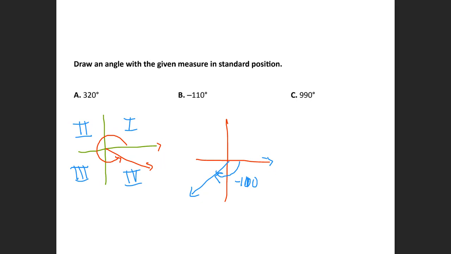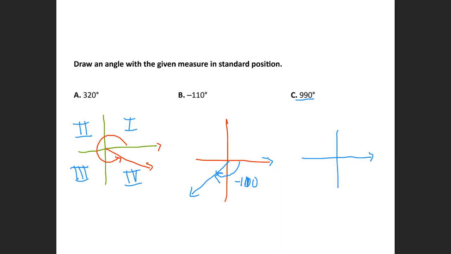Because on the first problem on the assessment this week, it says if you draw this angle, what quadrant does it end up in? So if I asked you to draw 990 and which quadrant does that end up in? Okay, I'm looking at this. This is my initial side, which is 0. I have to go counterclockwise.